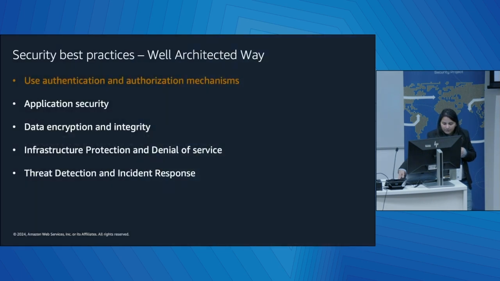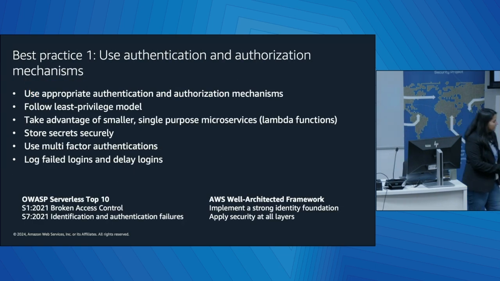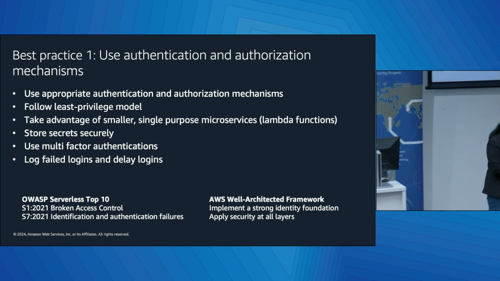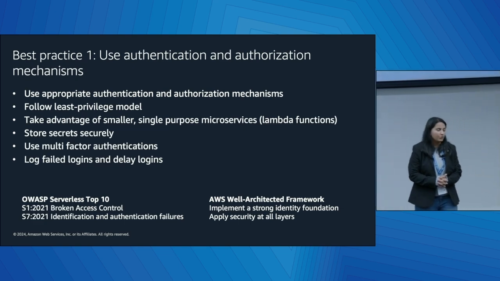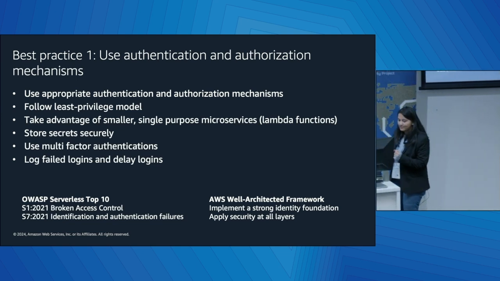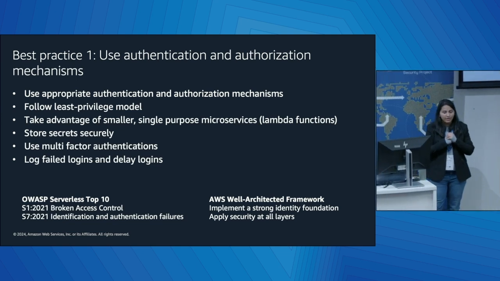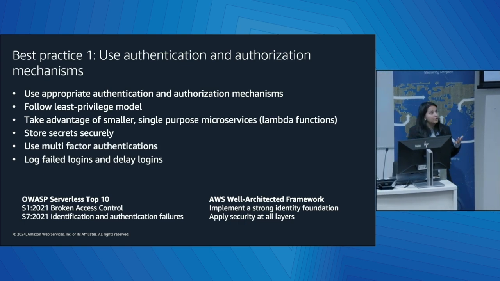So let's talk about the first one: identity and access management using authentication and authorization mechanisms. Best practice 1, identity and access. Identity is who you are, what you want to do, and why you want to do it. To make sure that you are secure, you want to use appropriate authentication and authorization mechanisms.